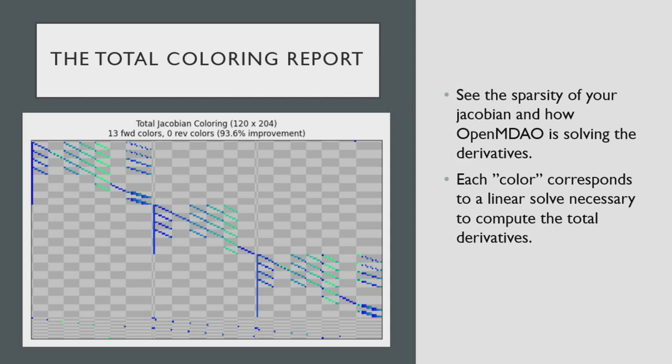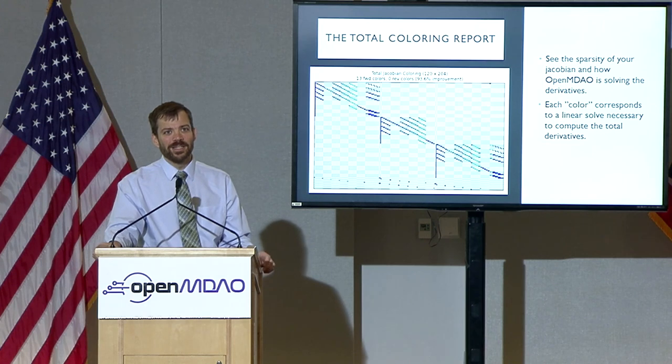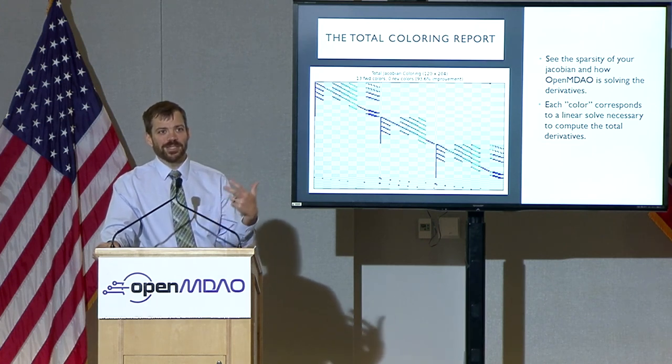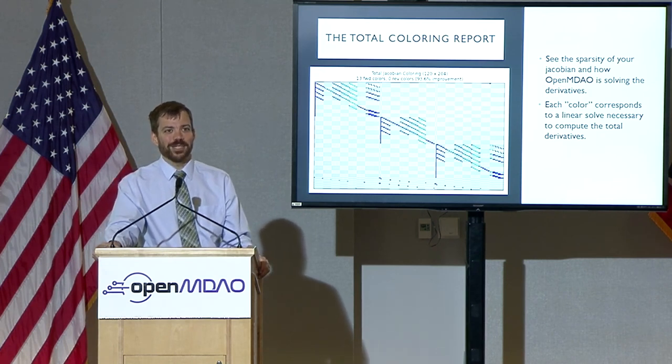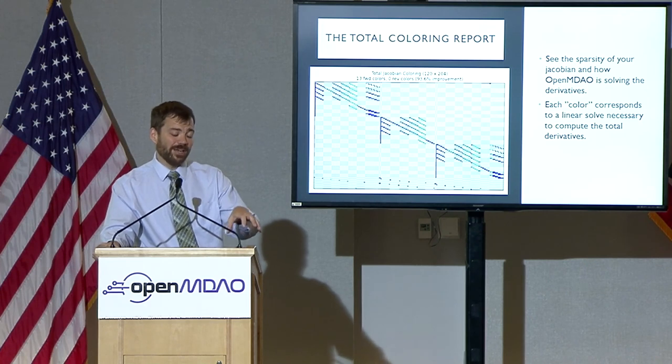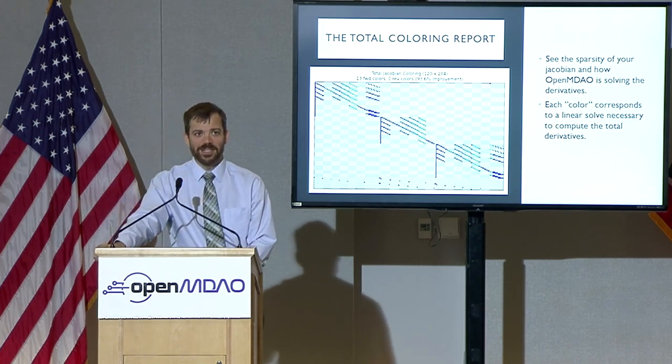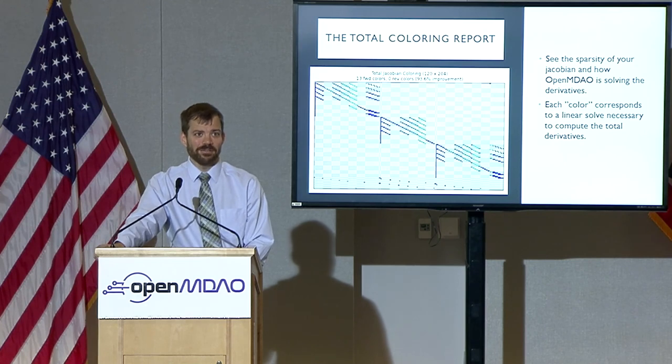The total coloring report, I am a huge fan of this one. I'm in the process of working on a project right now where this is basically helping me debug my system and see where I broke my sparsity pattern. As the Deimos developer and the Deimos user, anything that you put in your model that breaks your sparsity just wreaks havoc with the performance. And the total coloring report really lets me go in and see, oh, here's a dense block. Some dense calculation is going on in there, and it's kind of my first step into debugging and figuring out, you know, what did I mess up and provide dense derivatives to by accident.